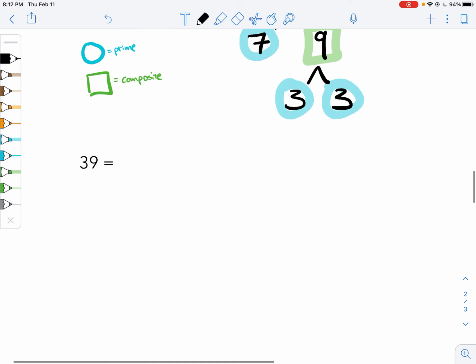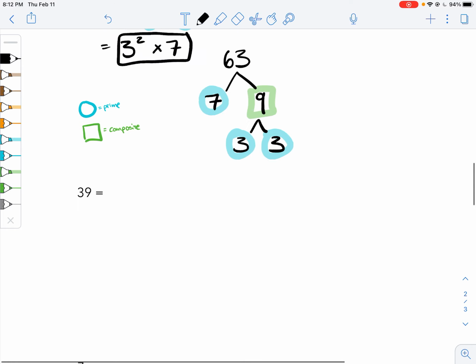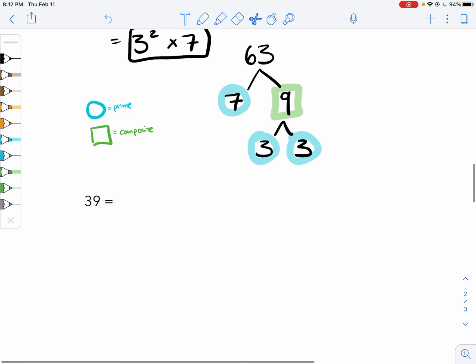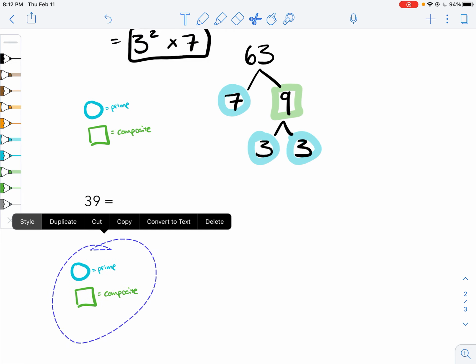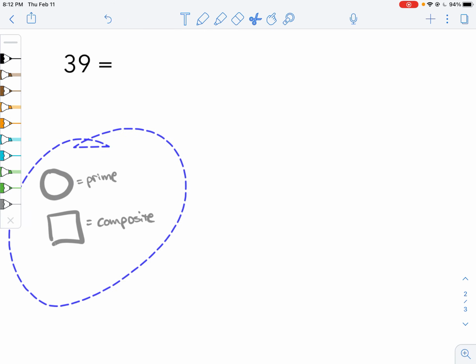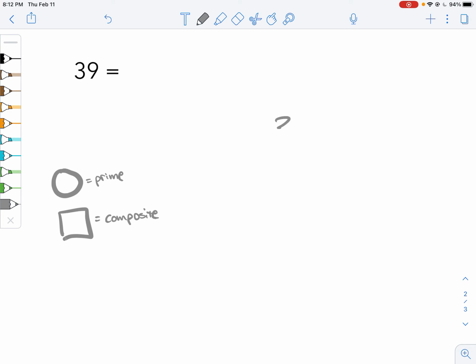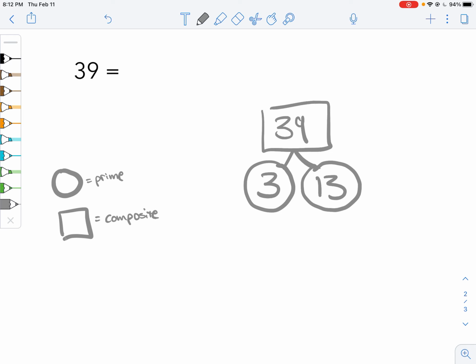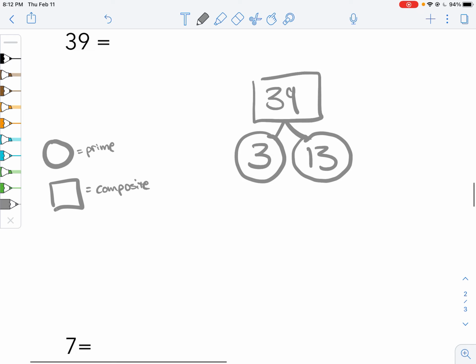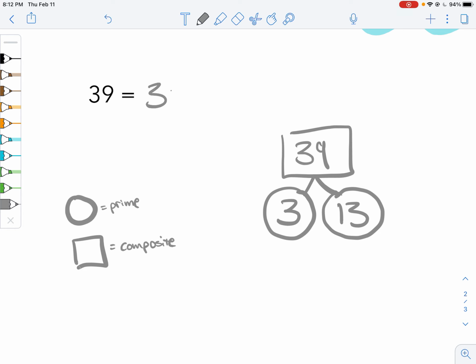Let's do it again. Let's look at 39. When I look at 39, I see a lot of 3's in there. This one, you guys, I'm going to do without color coding. We're going to just do shape coding. Okay, so in 39, I see a lot of 3's. 39 divided by 3 is 13. Okay, 3, I know I cannot break up anymore, so I'm going to circle it. 13, I also can't break up anymore, so I'm going to circle it as well. Cool. So it tells us that 39 is 3 times 13, and that's it. That's the prime factorization. We're done.